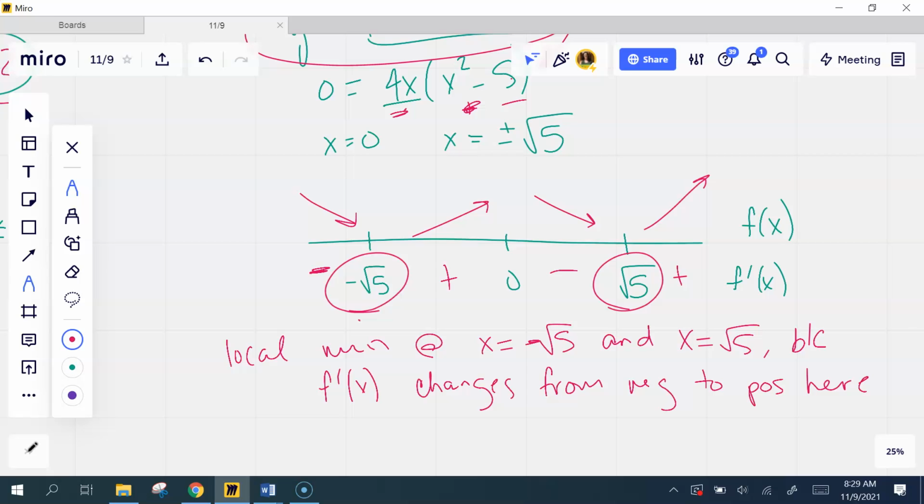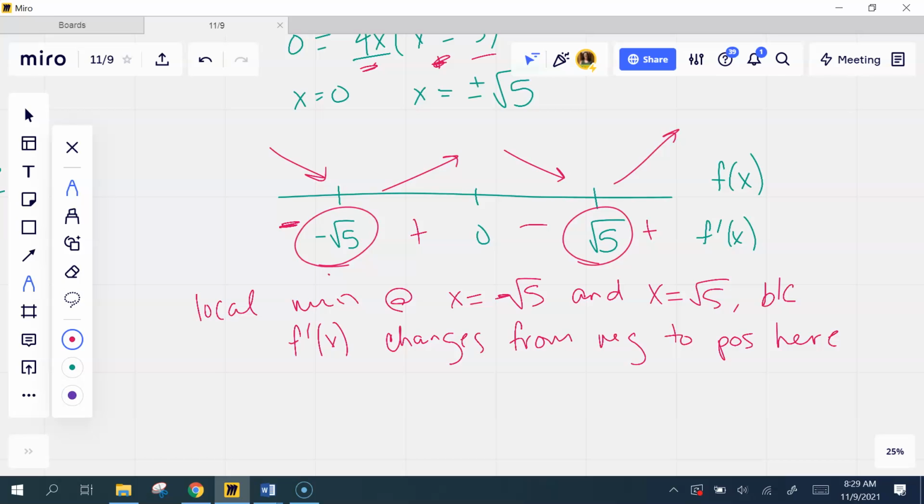So the intervals on which the function is decreasing are negative infinity to negative square root of 5, and 0 to square root of 5. Increasing would be negative square root of 5 to 0 and square root of 5 to infinity. That's correct.